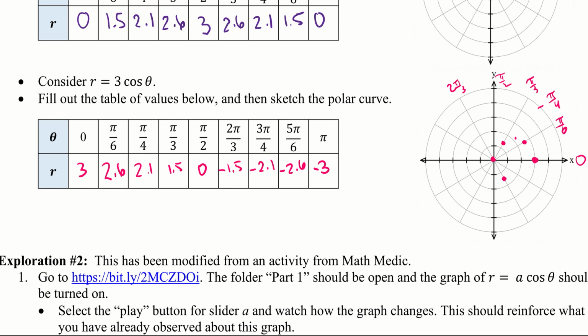Then in the direction of 3 pi over 4, which is right here, I'm going to go back -2.1. In the direction of 5 pi over 6, I'm going to go backwards, negative 2.6, a little bit more than 2.5. And then at pi, I'll go back negative 3, which actually lands on a point I already have. If you connect the dots here, we have another circle.